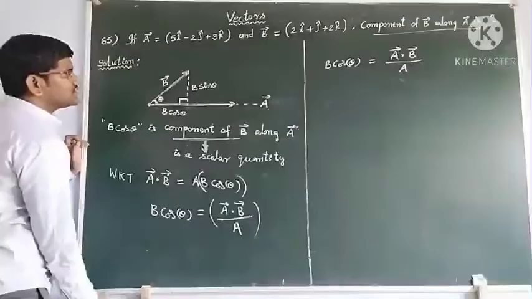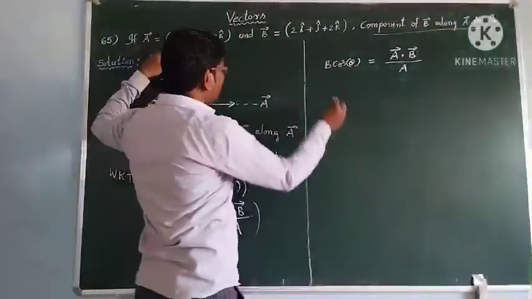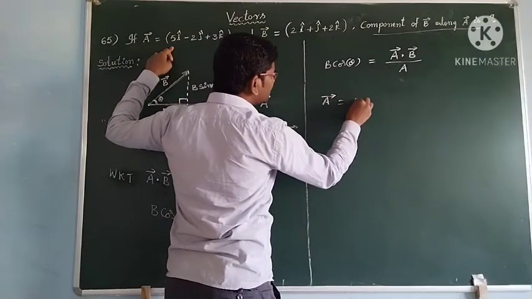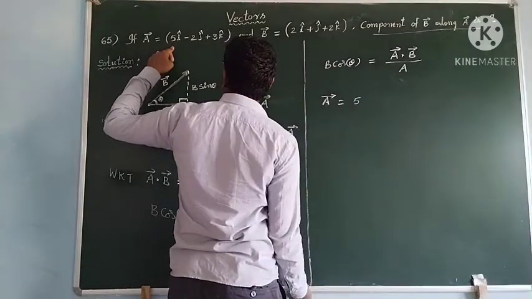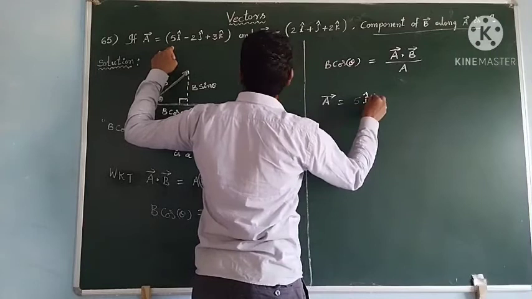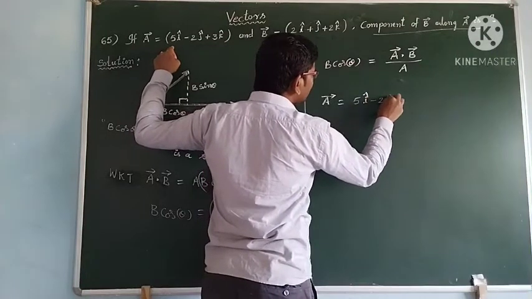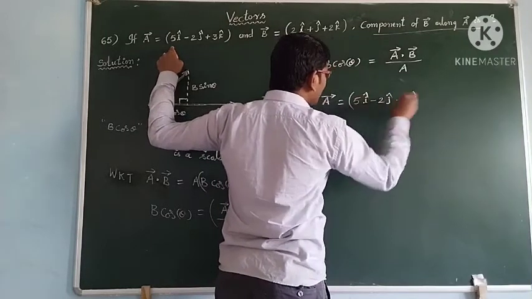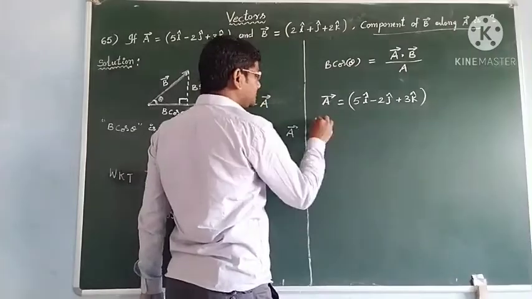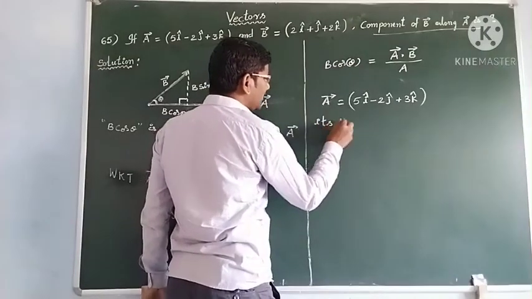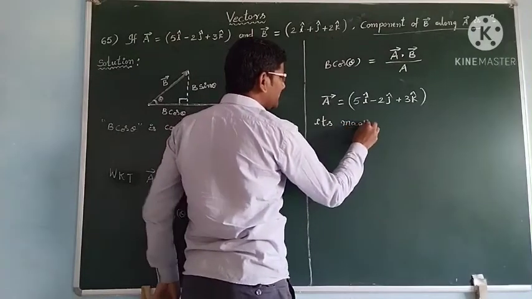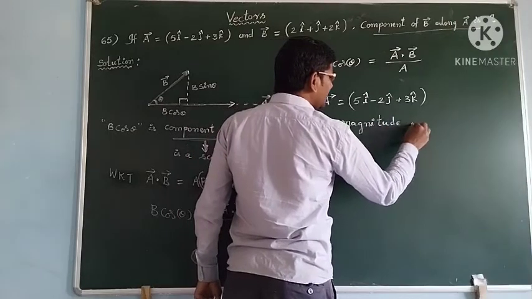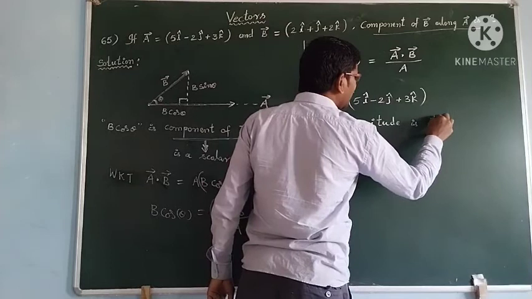So now substitute the values. A bar is a vector given: 5i cap minus 2j cap plus 3k cap. I want its magnitude, so its magnitude is the modulus of A bar.